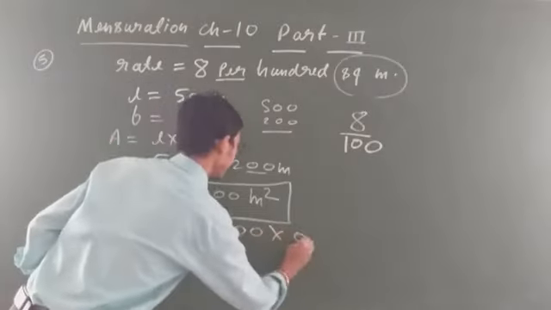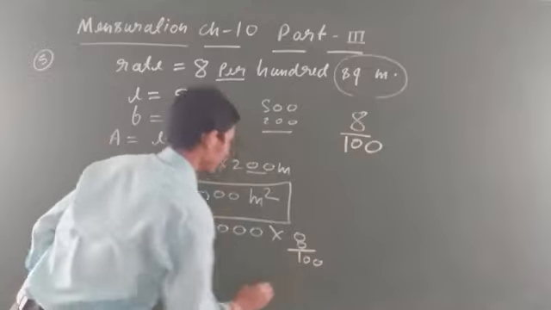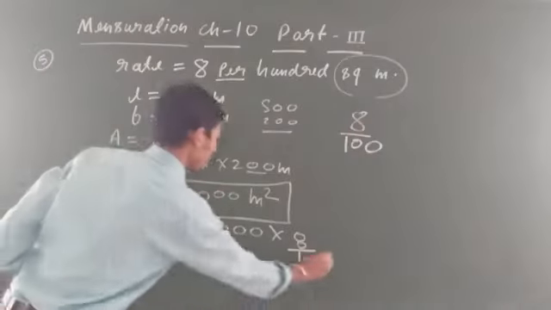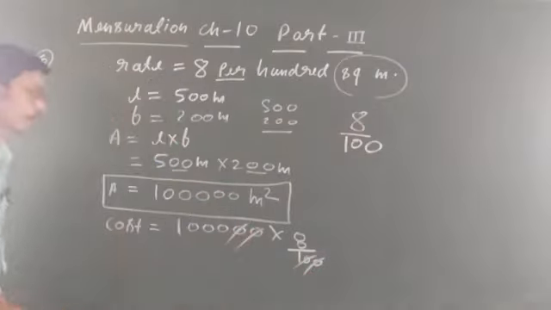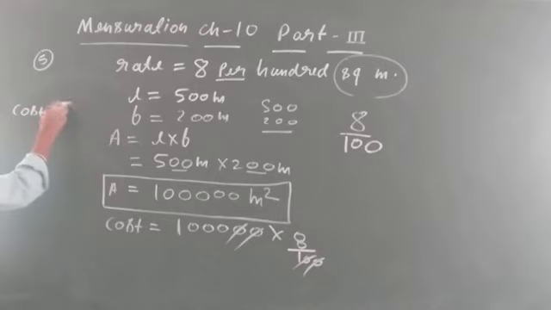Into 8 upon what? 8 upon 100, because 8 upon 100 is the cost. The zeros you cancel. Clear? So here our cost is what? Rupees 8,000. Clear, student? This is our cost.